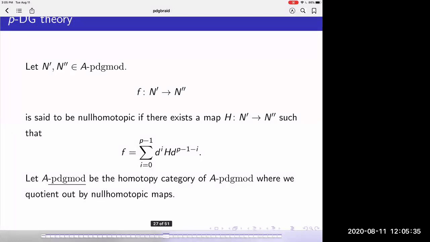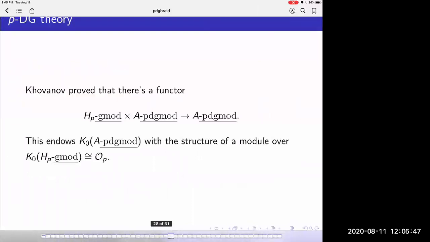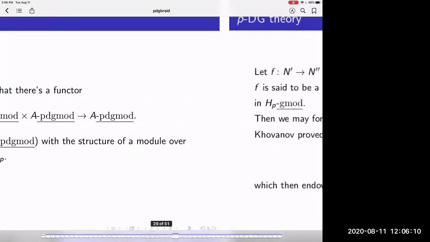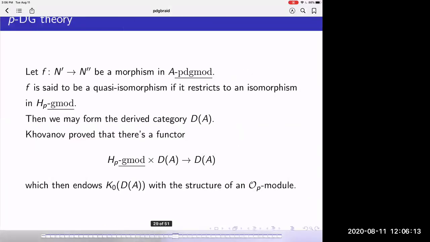So we now let APDG mod underline be the homotopic category of APDG modules. So that just means we take the category of PDG modules and we quotient out by null homotopic maps. Okay, and so Khovanov and Qi proved that the functor from earlier descends to a functor from the stable category cross the homotopic category into the homotopic category. And so now that endows the Grothendieck group of the homotopic category with the structure of an OP module. So this gives us a recipe for categorifying modules over the cyclotomic ring. In practice, in most examples, we have to do one further categorical construction.